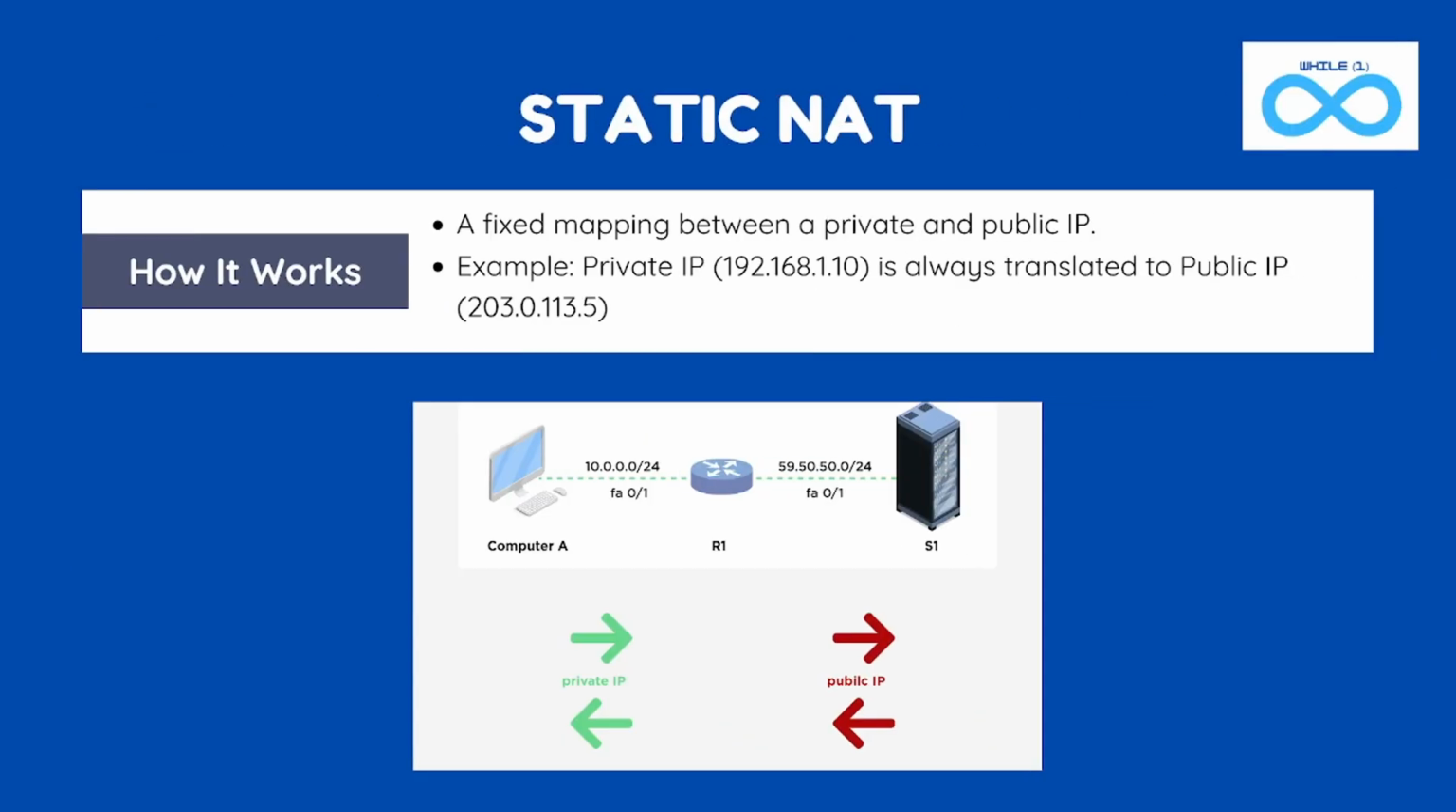Now let's learn what is static NAT. Static NAT establishes a fixed one-to-one mapping between a private IP and a public IP. This is particularly useful for devices like web servers or email servers that need consistent public access. For instance, a server within your network can have the same public IP, ensuring the clients always know how to reach it.